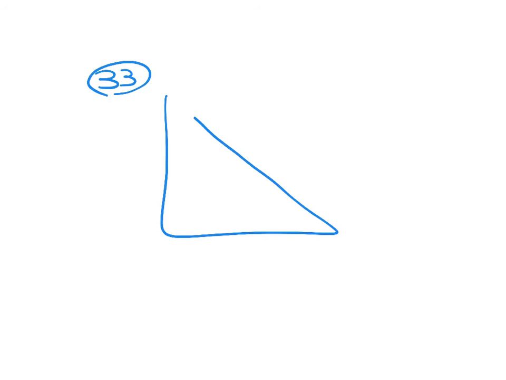Let's try 33. Let me draw a triangle again. A, B, actually let's do it like this, B, C. And then it's not necessarily a right triangle. Remember, normally we would do trig for right triangles, but these are not right triangles.